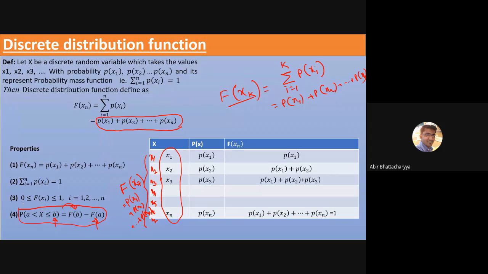And always remember, the value of the discrete distribution function is always less than or equal to 1 and greater than or equal to 0. It is equal to 1 only when I'm considering all those random variables together, that means P of x1, P of x2, P of x3 up to P of xn. If I add all of these together, only then will I get 1. Otherwise, it's always less than 1.